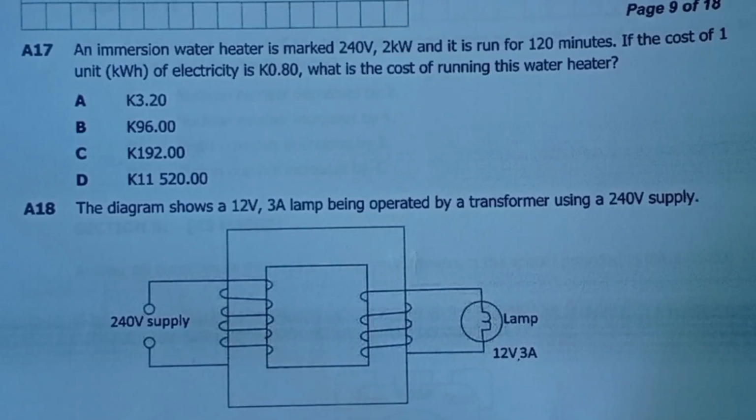17. An immersion water heater is marked 240 volts, 2 kilowatts, and it is run for 120 minutes. If the cost of 1 unit, which is kilowatt hour, of electricity is 0.80 kwacha, what is the cost of running this water heater? So the first thing that we are going to do is find the number of units. So how do we find the number of units? It is energy.